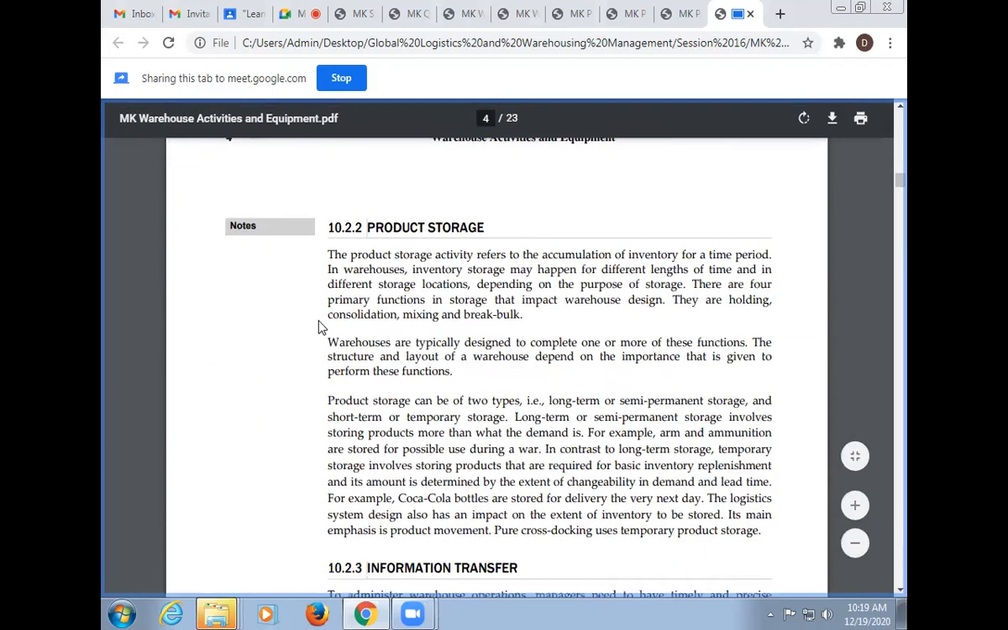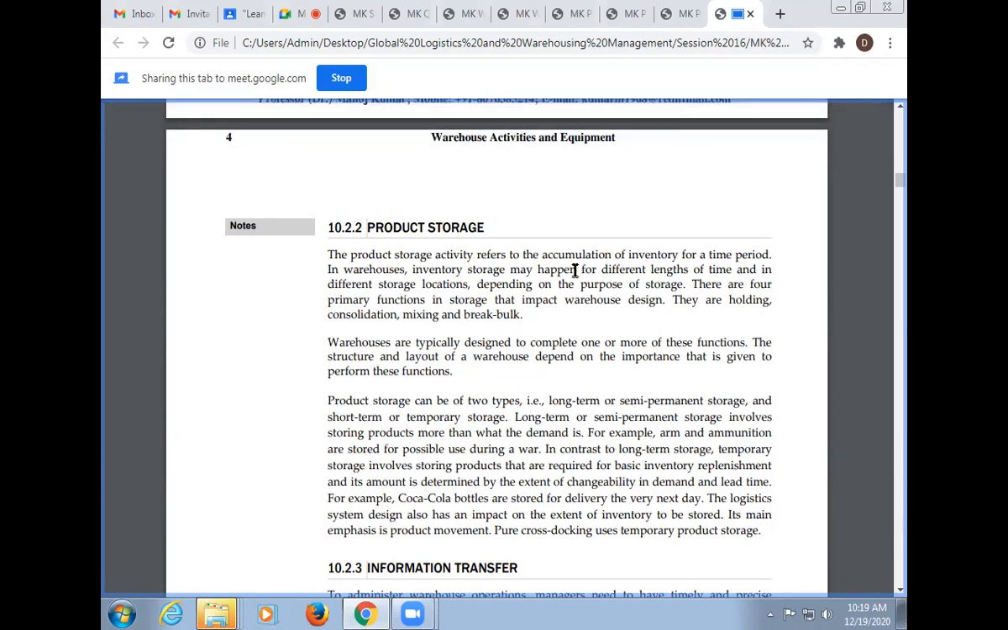Product storage. The product storage activity refers to the accumulation of the inventory for a time period. In warehouses, inventory storage may happen for different lengths of time and in different storage locations. Depending on the purpose of the storage, there are 4 primary functions of storage that impact warehouse design.